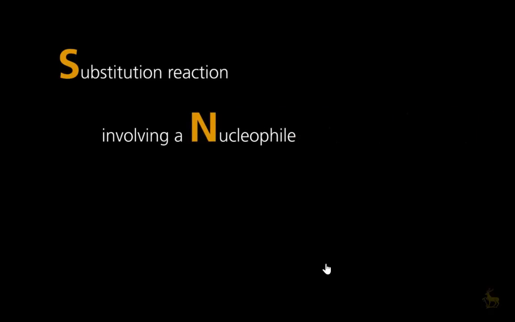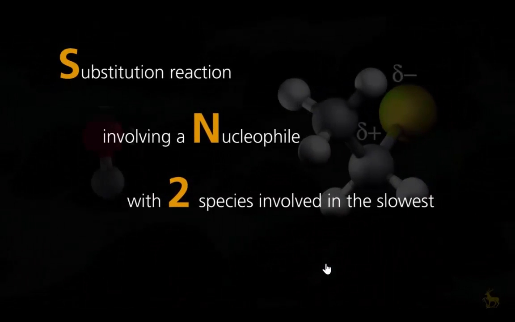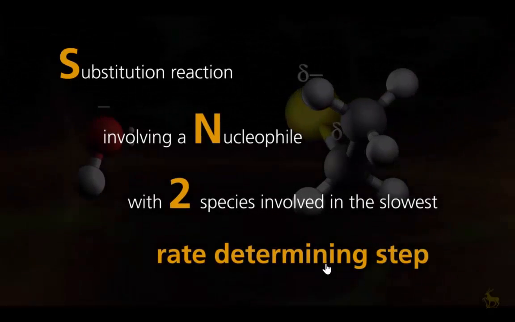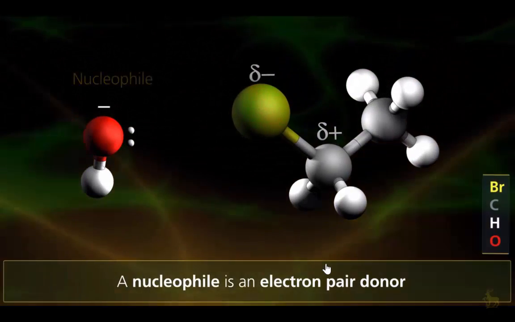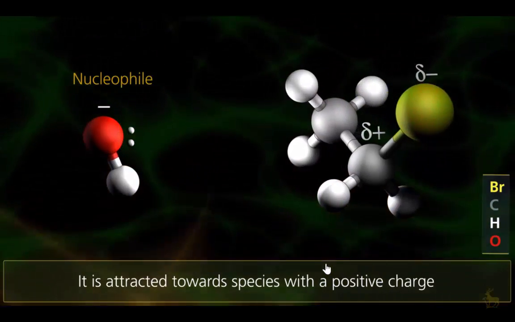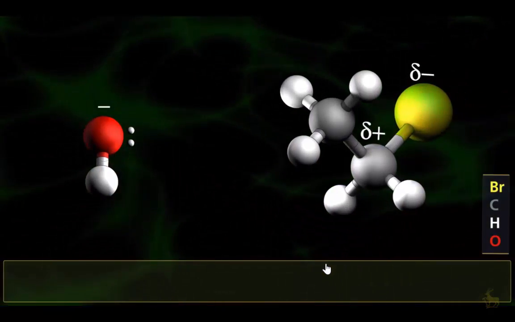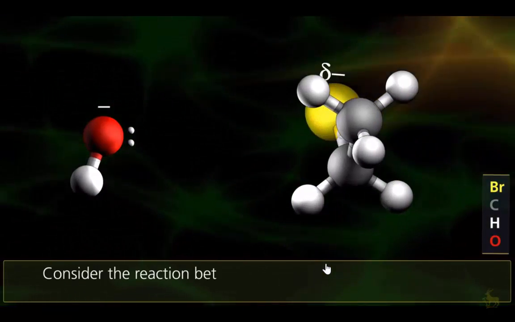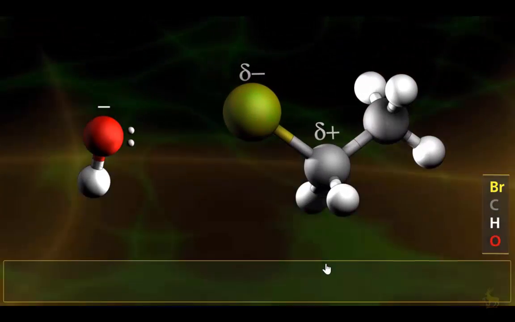Where the S denotes a substitution reaction. The N shows the reaction involves a nucleophile. 2 is the number of species involved in the slowest rate-determining step. A nucleophile is an electron pair donor. It is attracted towards species carrying a full or partial positive charge, with which it can form a dative covalent bond. Consider the reaction between a hydroxide ion in solution and bromoethane.